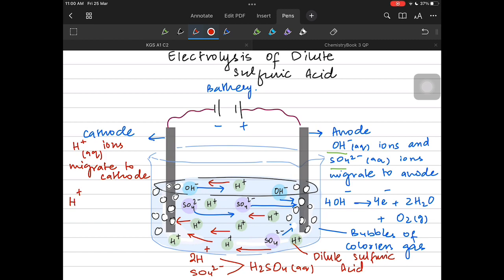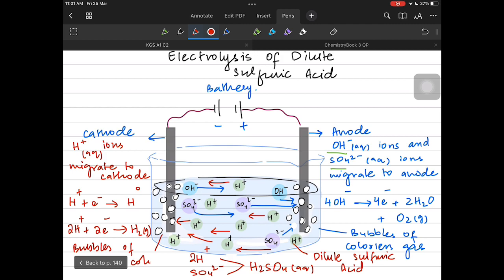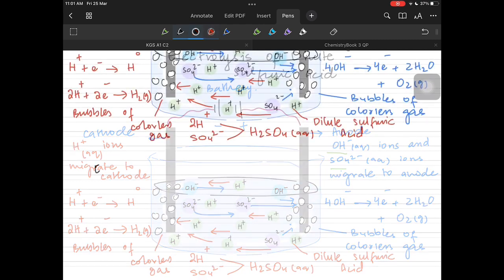H plus ions will gain electrons to become hydrogen atoms, but you know hydrogen always exists as a diatomic molecule. So you're going to see 2 hydrogen ions gaining electrons and becoming a hydrogen molecule. So this time the bubbles of colorless gas belong to hydrogen gas. So at the anode, oxygen is evolved, at the cathode, reduction.